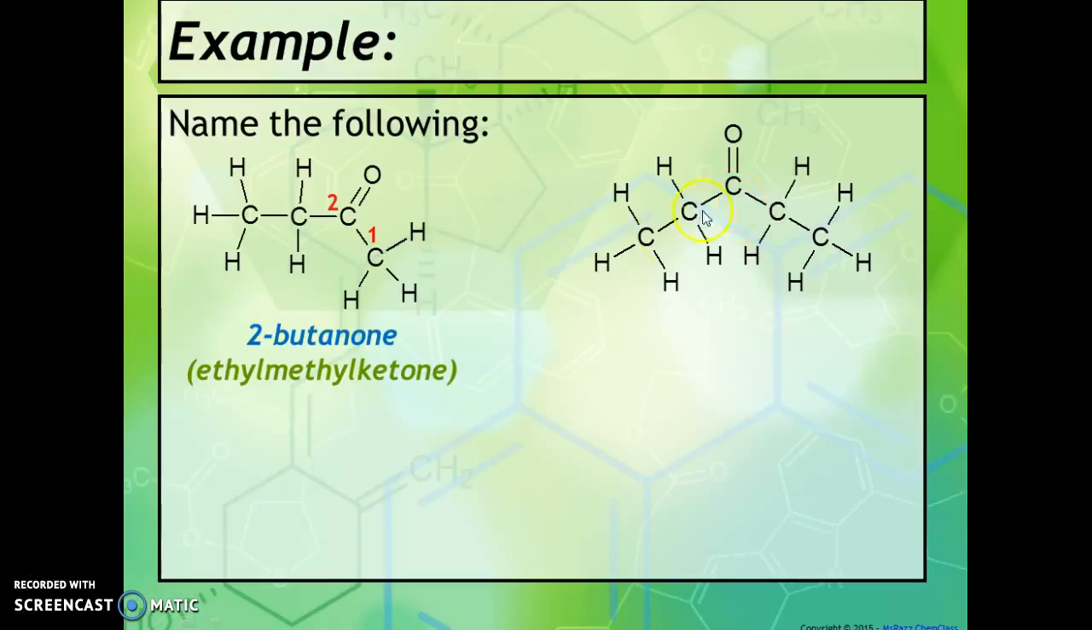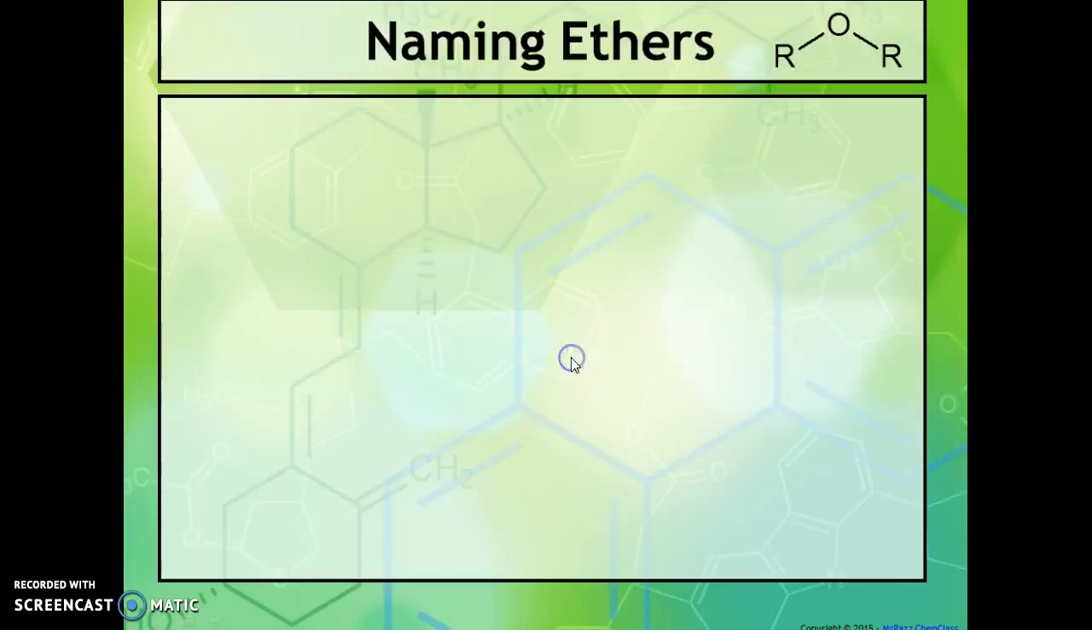How about this one? It's 1, 2, 3, 4, 5 long, so it would be pentane, but we change it to "-one", so it turns into pentanone. And this one's coming off number 3, so we could name it 3-pentanone, or we could name it diethyl ketone, because there's 2 ethyl groups coming off of our ketone, so diethyl ketone.